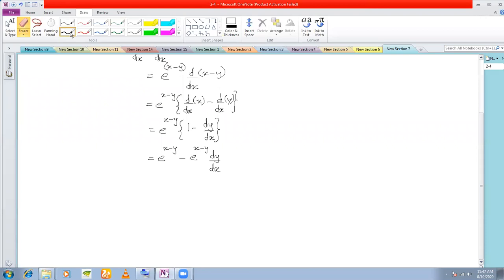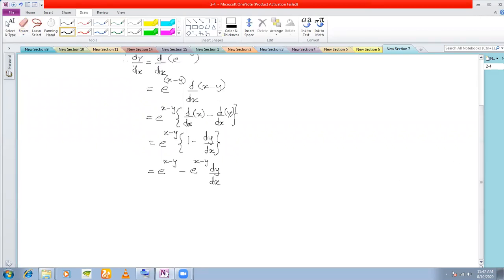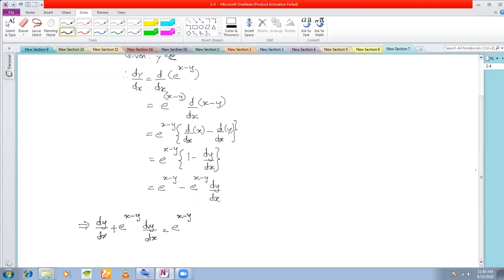Now we collect the dy/dx together. What have we got here? We have got dy/dx is equal to e to the power of x minus y minus e to the power of x minus y dy/dx. So if I now take the dy/dx on one side, we get dy/dx plus e to the power of x minus y dy/dx is equal to e to the power of x minus y.